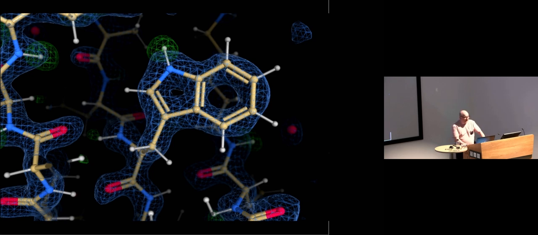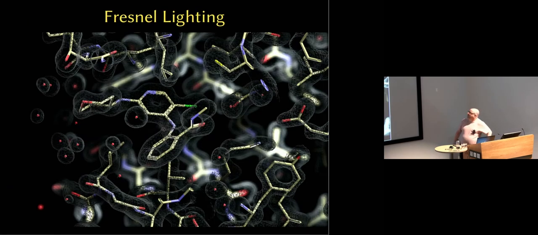We can have Fresnel effects on the electron density, which we can turn up a great deal to make the color black. It's still an interpretable electron density, even though it's black on black. And the reason why is because of the way the color plays on the surface of the electron density. This is electron density.